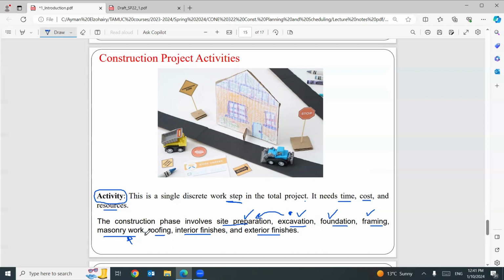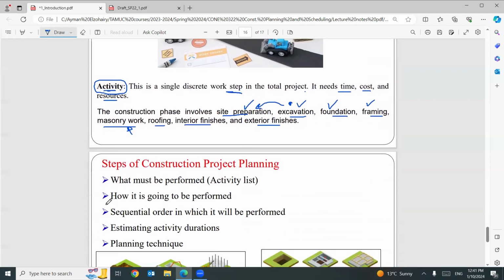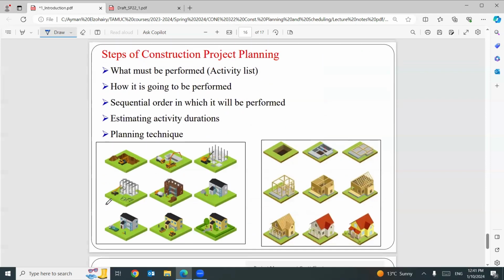So first, we need to figure out what activities we have. If you would like to figure out the steps of construction project planning, the most important step, which is the first one, is to list all activities you have in your project. Maybe we have 20, 30, 100,000 activities in one project.